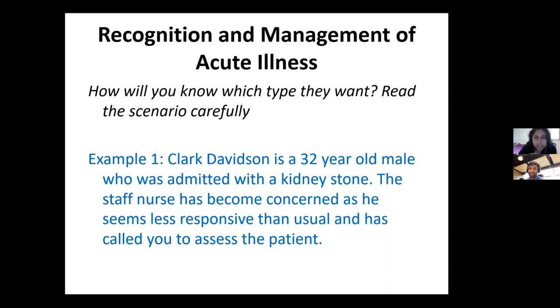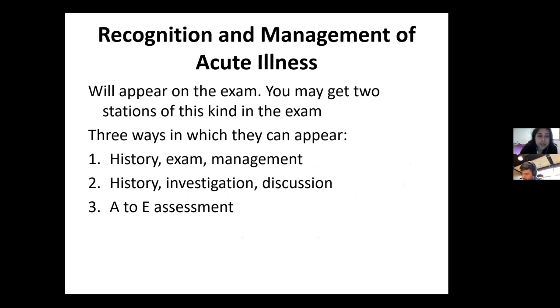So you read the scenario very carefully, and the scenario will tell you exactly what they want you to do in that type of acute management station. And remember there's three types: history, exam and management; history, interpreting investigations and doing a discussion; and your A to E assessment.